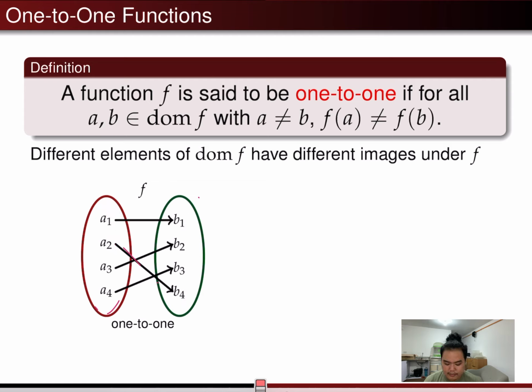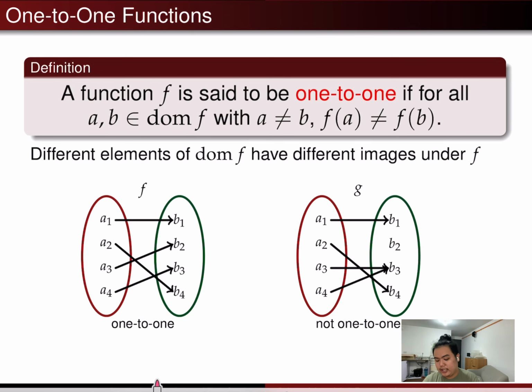Or ang gusto niyang sabihin is that for each element in here, ang kapartner lang nun isang y. And ganun din yung pabalik. For each element dito sa mga y, you only have one x. Okay? Yan yung one-to-one function.